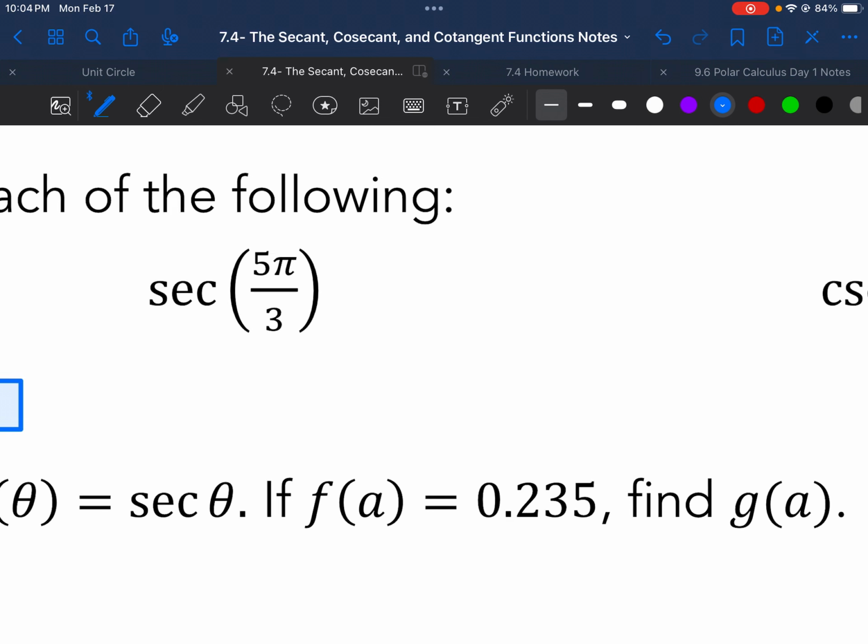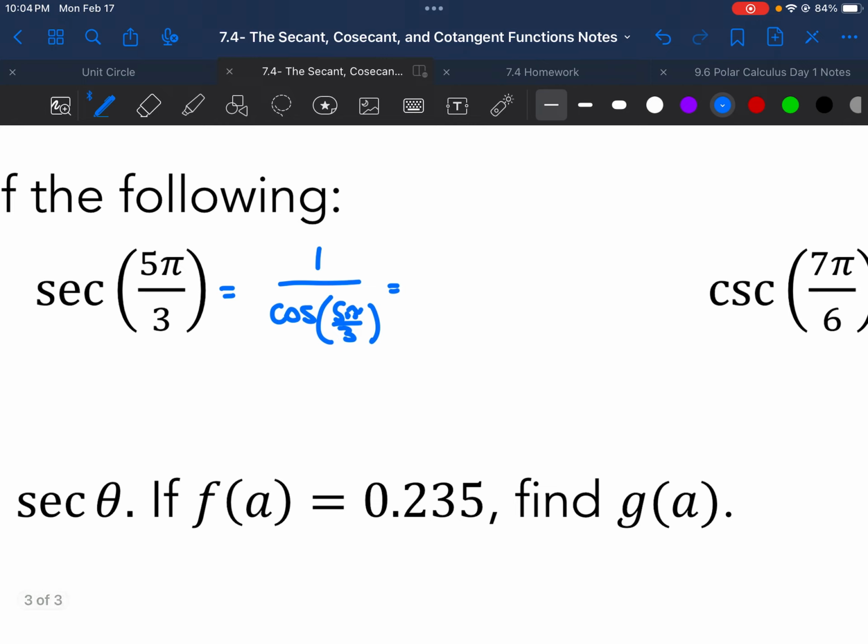All right, secant of 5 pi over 3. Secant and cosine are reciprocals, so secant of 5 pi over 3 is the same as 1 over the cosine of 5 pi over 3. The cosine of 5 pi over 3, again, that's a unit circle measurement that you should have memorized. Cosine of 5 pi over 3 is 1/2, so 1 divided by 1/2. Remember that dividing by a fraction is the same as multiplying by the fraction's reciprocal. So this is the same as 1 times the reciprocal of 1/2, which is 2. 1 times 2 is 2.